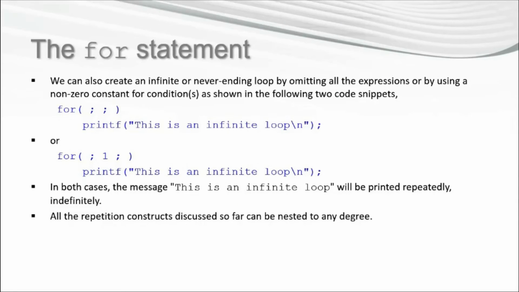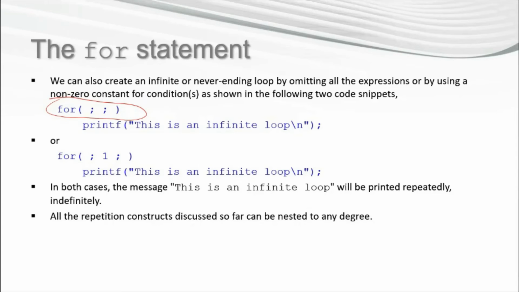Using a for loop, we can also create an infinite or never-ending loop by omitting all expressions or by using a non-zero constant for the condition, as shown in the following two code snippets. See, inside this for, only the for and brackets, and within the brackets two semicolons, are given. So there is no initialization, no condition checking, and no increment. So this for loop will continue running infinitely. That is, it won't terminate at a specified time. Instead, it will continue to run on its own.